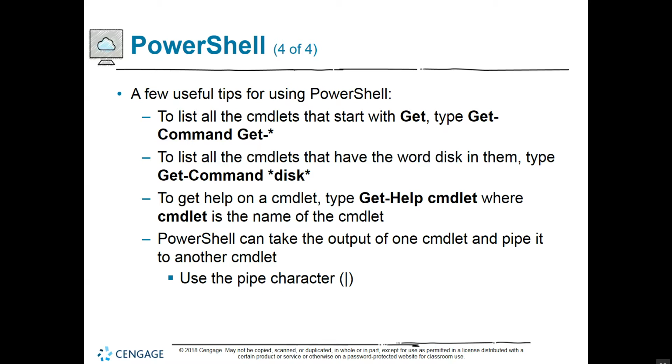All right. You can list all the commandlets by just saying Get-Command and then Get-asterisk, and it'll go through and show me what all the commandlets are. PowerShell can take the output of a commandlet and pipe it to another commandlet, and we'll use the pipe character, and that's usually above the backslash on a keyboard. That's what we call pipe. Sometimes on the key it looks like it's split in the middle, but here they're showing it as a solid line.